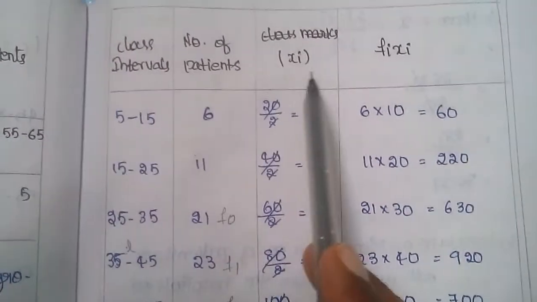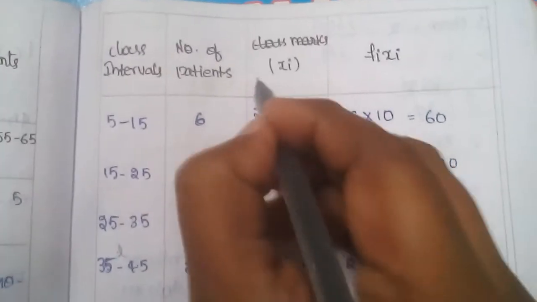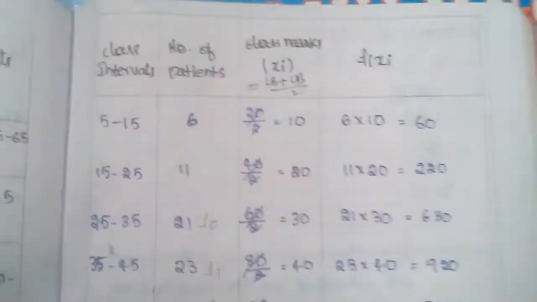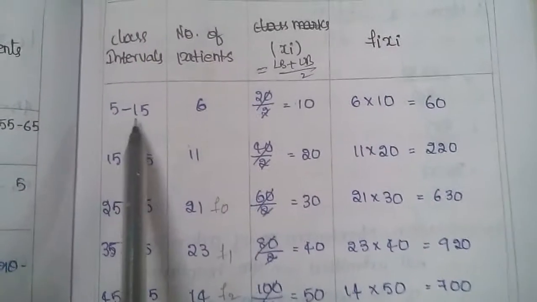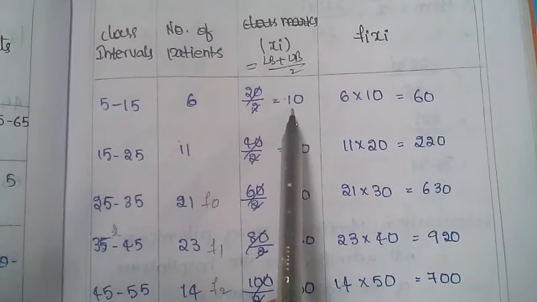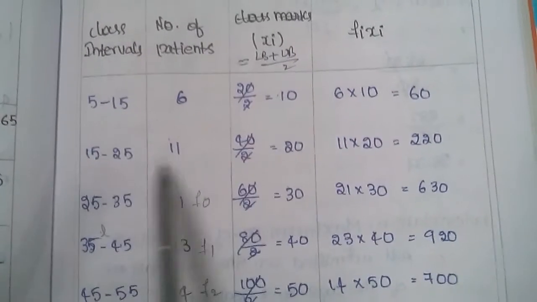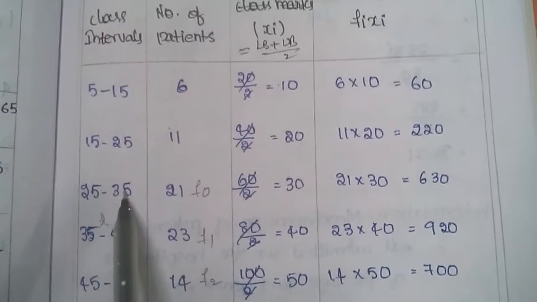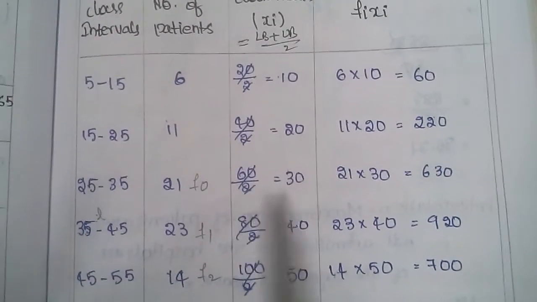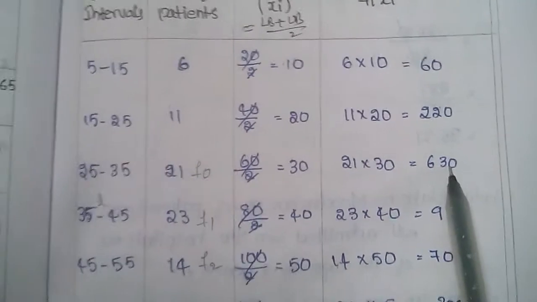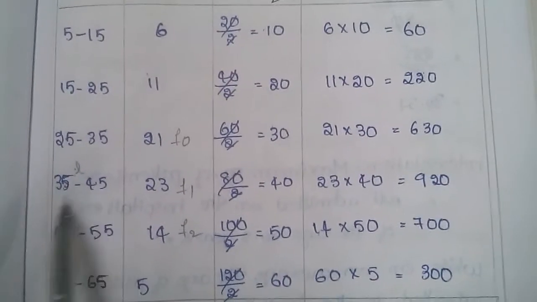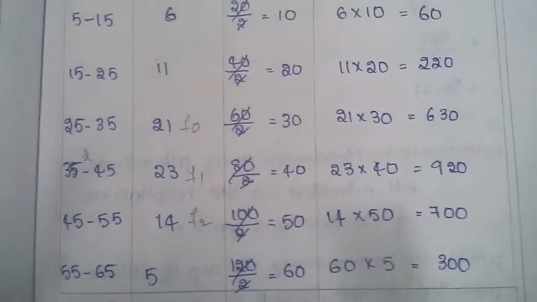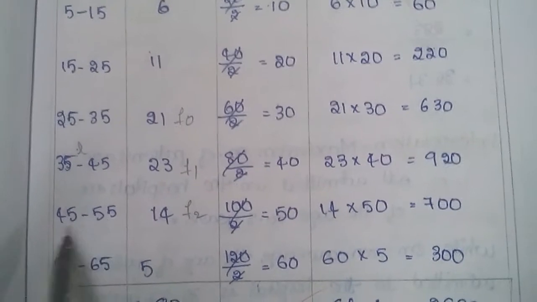So class interval, number of patients, x of i means lower boundary plus upper boundary by 2. So 5 plus 15, 20, 20 by 2, 10, 10 into 6, 60. 15 plus 25, 40, 40 by 2, 20, 20 into 11, 220. 25 plus 35, 60, 60 by 2, 30, 30 into 21, 630. 35 to 45, 35 plus 45, 80, 80 by 2, 40, 40 into 23, 920.